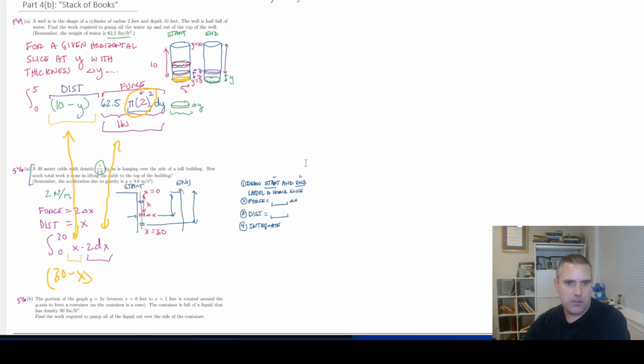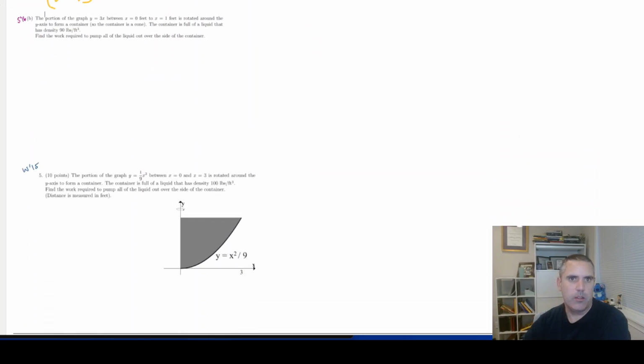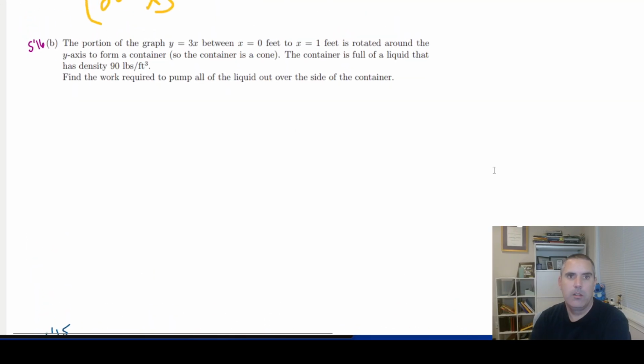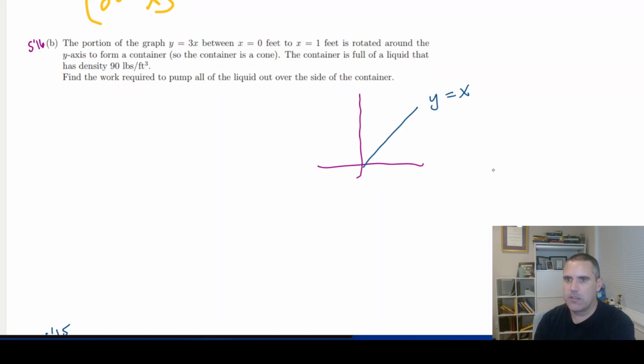Okay, let's do another one. Here we go. The portion of the graph y equals 3x from 0 to 1 is rotated around the y-axis. Okay, fine, let's draw that. Here's 1, but if that's 1, this is also, oh, it's 3x. I better be careful. So this is 3. Lovely. So it's a cone, this cone shape thing. Oh, it says cone. Thank you very much.